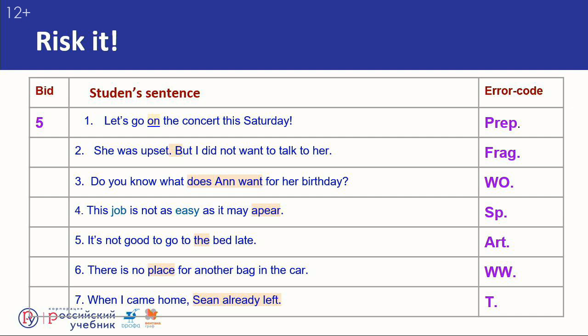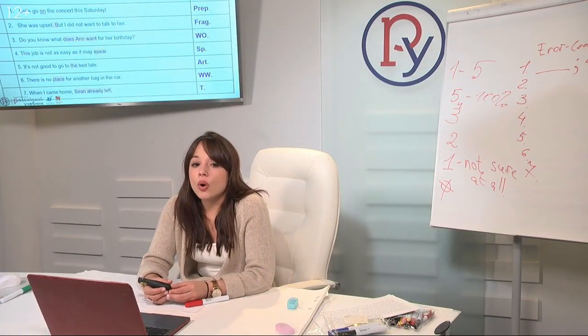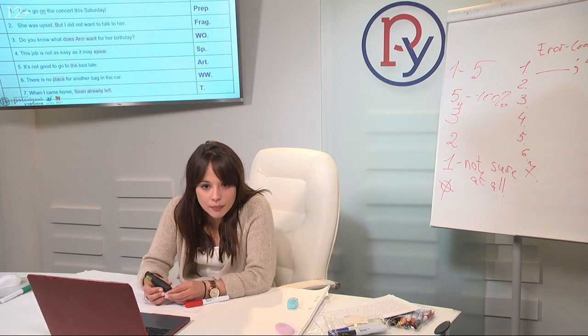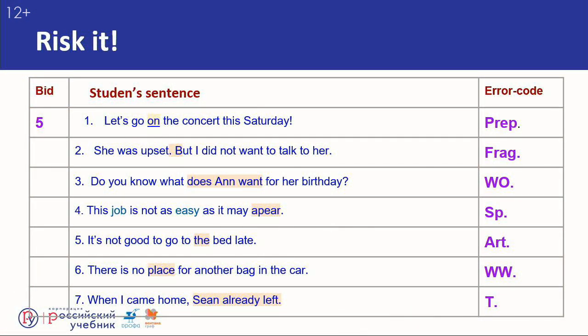So it should be, Anne wants for her birthday. Do you know what Anne wants for her birthday? What does Anne want for her birthday? Do you know what Anne wants for her birthday? So this is word order, right? Number 4, this job is not as easy as it may appear. Now, there is a spelling mistake in the word appear, should be double P, so it's spelling.